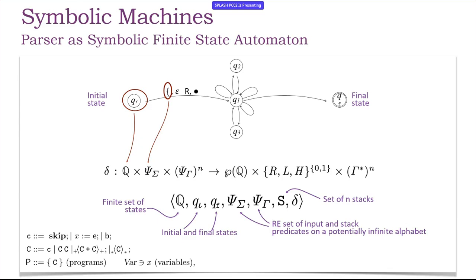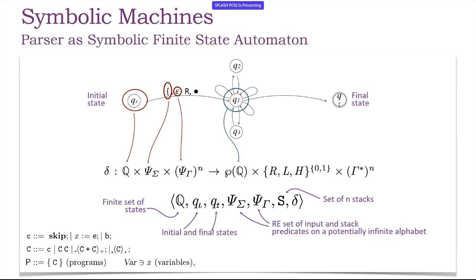So we follow an edge if the symbol we are going to read satisfies the predicate. Then n is the number of stacks. So we have a predicate for each stack for the element on the top of the stack, and we pop that element when we apply the transition.